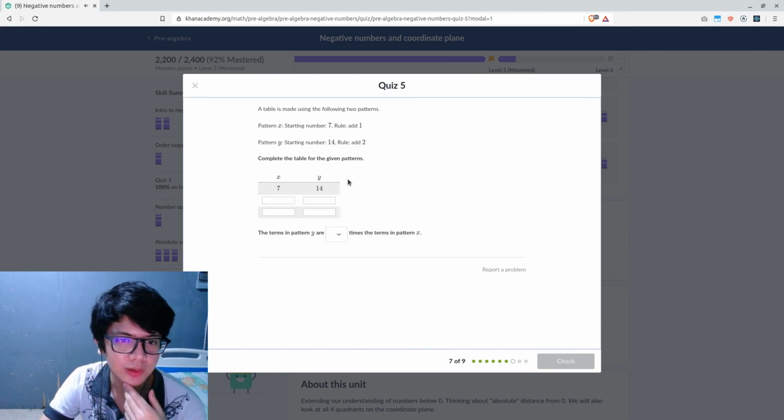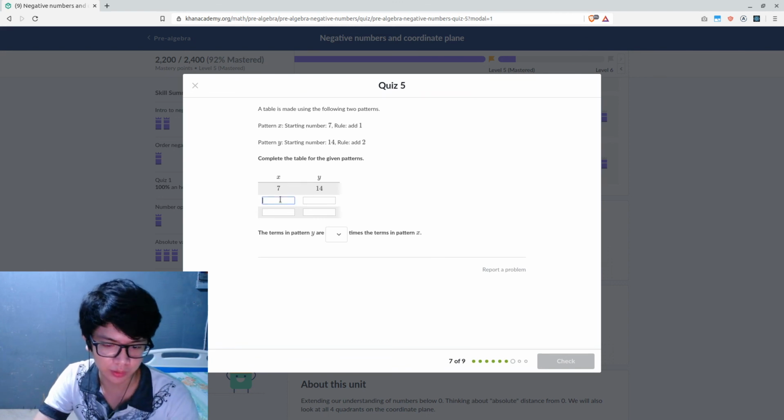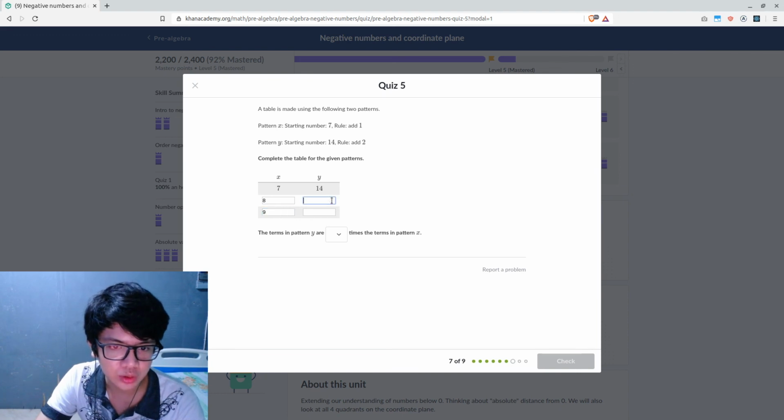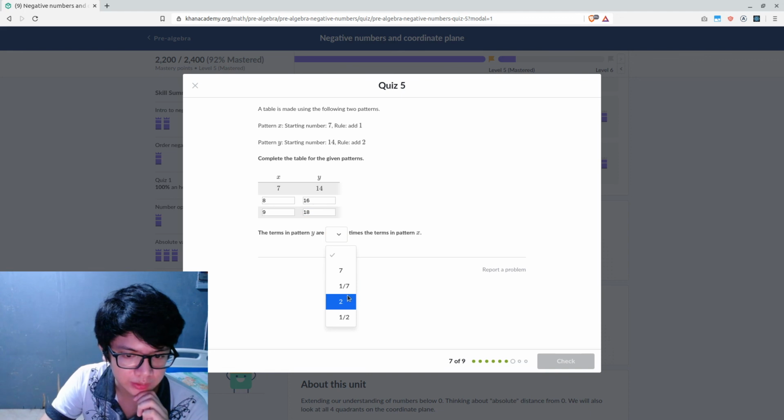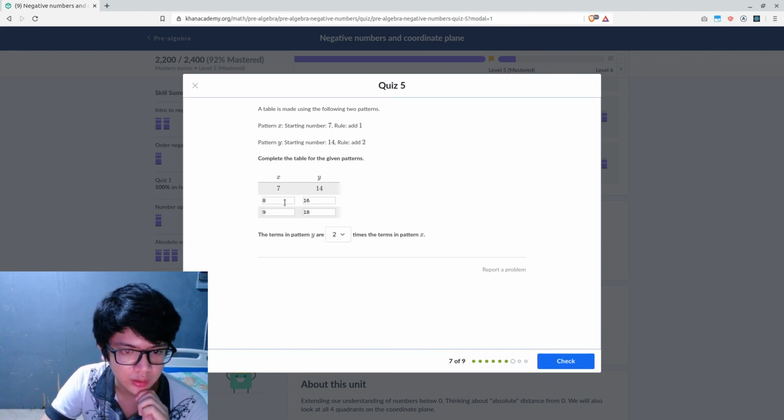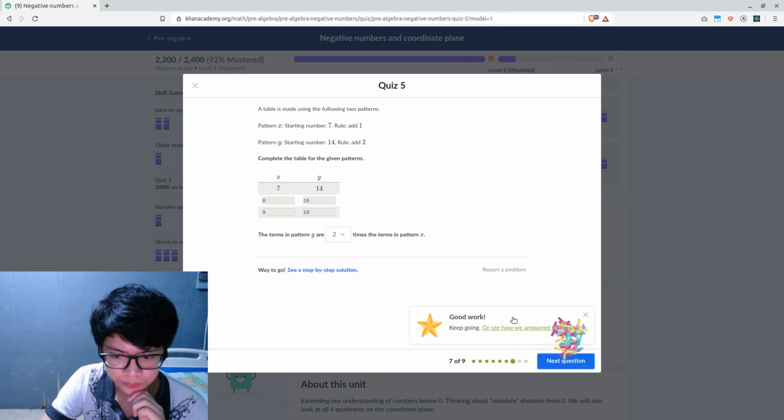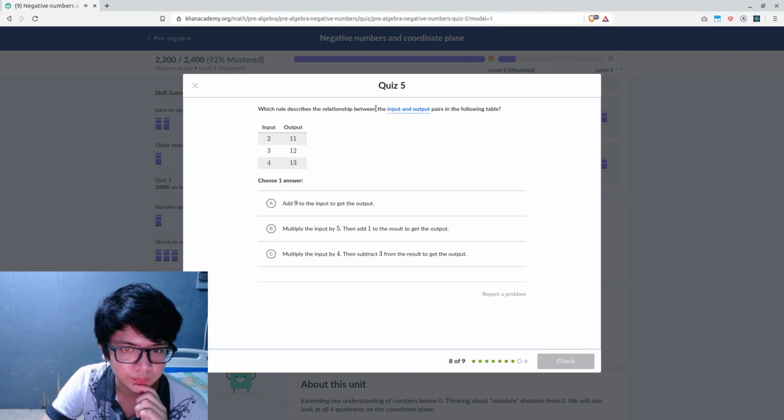No. A table is made using the following two patterns. Starting number rule, add 1. 8, 9. Add 2, 16, 18. Okay, it's 2 times. Let's see. Yeah, cool. What's the difference? 9. Add 9 to the input to get the output, right?